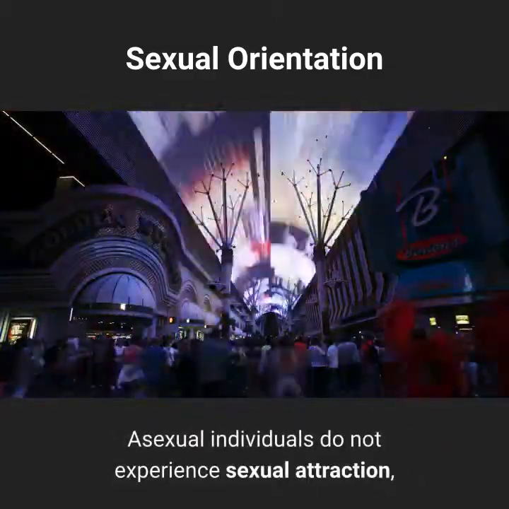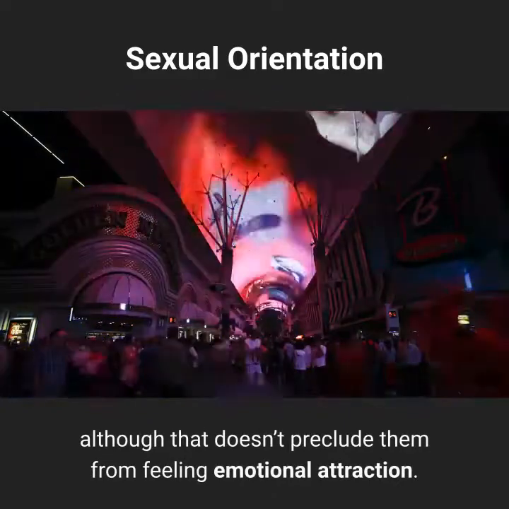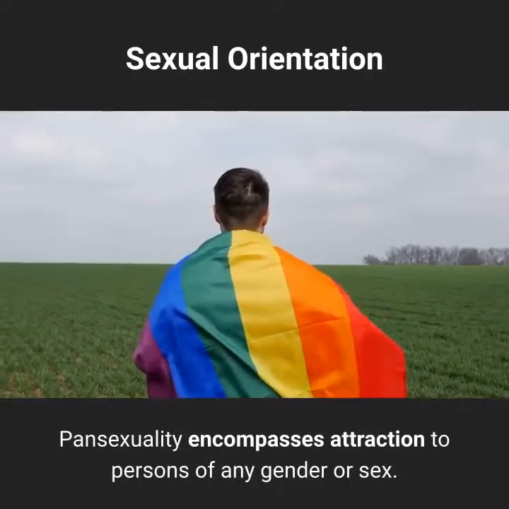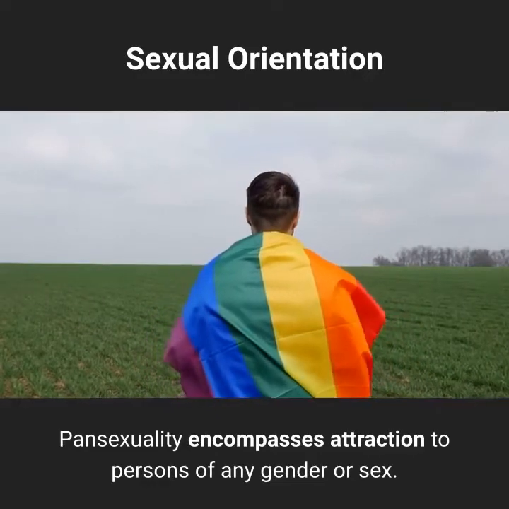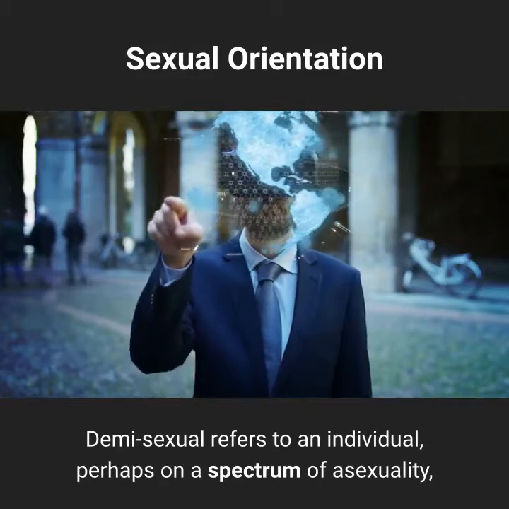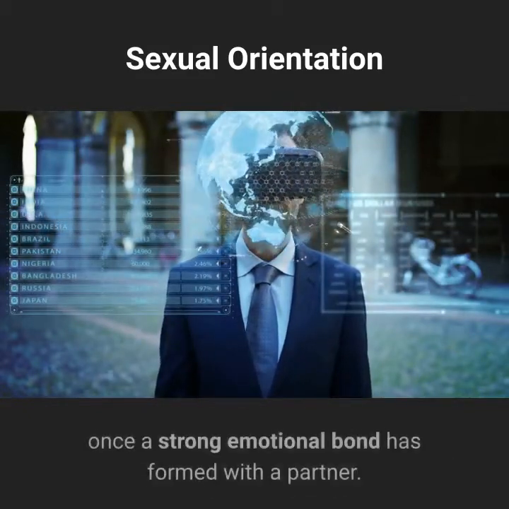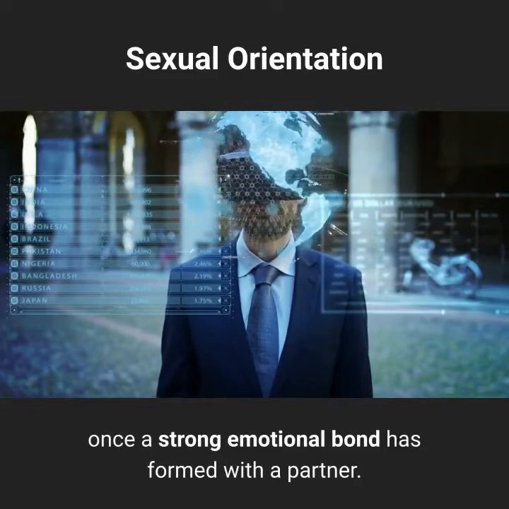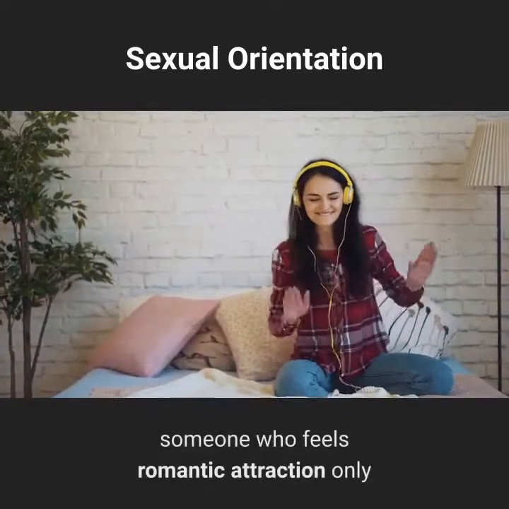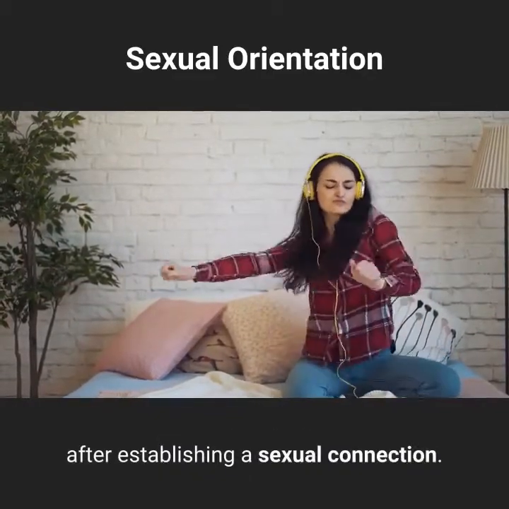Asexual individuals do not experience sexual attraction, although that doesn't preclude them from feeling emotional attraction. Pansexuality encompasses attraction to persons of any gender or sex. Demisexual refers to an individual, perhaps on a spectrum of asexuality, who experiences sexual attraction only once a strong emotional bond has formed with a partner. Similarly, demi-romantic refers to someone who feels romantic attraction only after establishing a sexual connection.